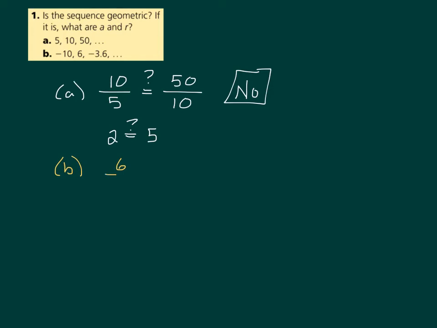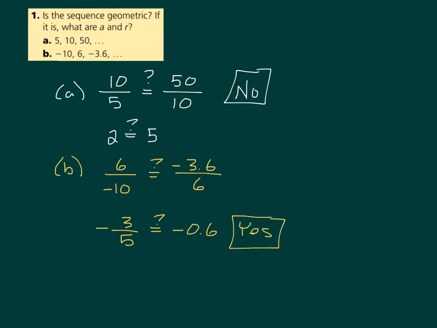Part B. If I do the same thing, second term divided by first, is that equal to third term divided by second? This gives me negative 3/5. Is that equal to, what is negative 3.6 divided by 6? Which is negative 3/5. Yeah. So yes, that one is geometric.